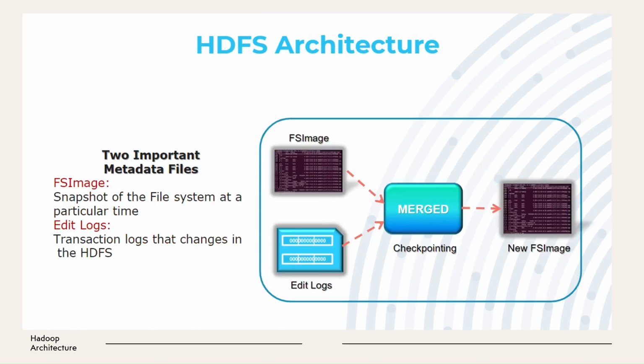So let's say FS image. What is FS image? FS image is a snapshot of the file system at a particular time. Just take an example, this is 10 or 11 o'clock. At this point of time we will create an FS image. So the secondary name node created one snapshot of the current data. It means till 11 o'clock a snapshot is created.